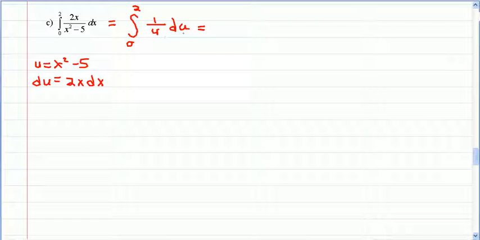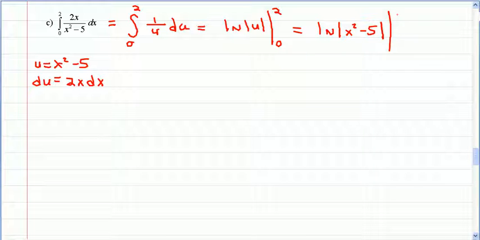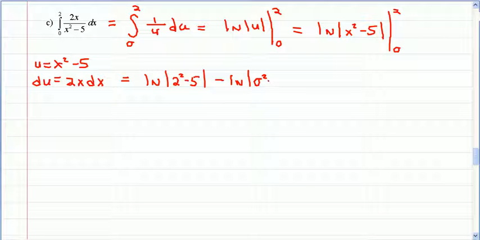and I integrate 1 over u, it's equal to the ln of the absolute value of u, but then I want to substitute u back in, so it's the ln of 2 squared minus 5 minus the ln of 0 squared minus 5, which is the ln. 4 minus 5 is negative 1, and 0 squared minus 5 is negative 5.